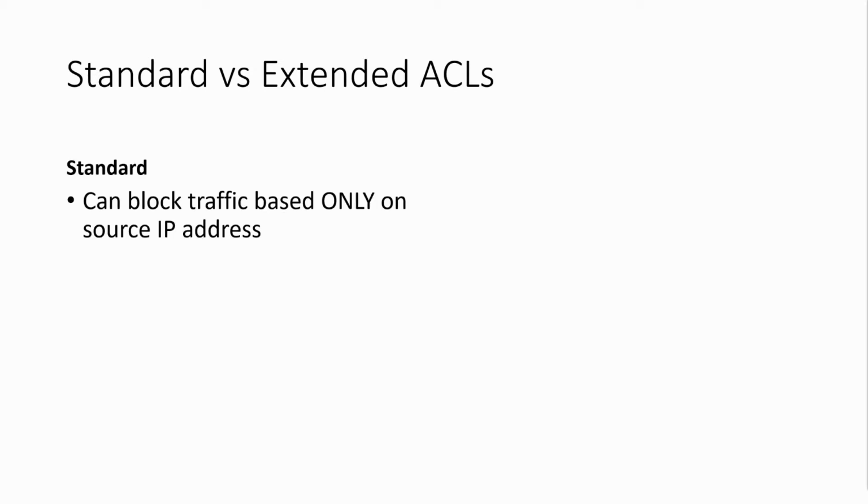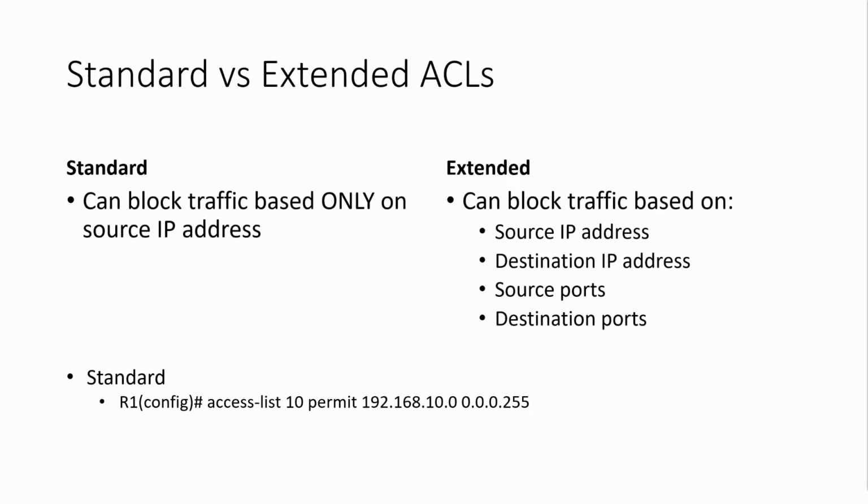Now we know some of the basics, we need to talk about the two different kinds of ACLs, standard and extended. The standard ACL is permitting or denying packets based only on the source IP address. That's the only thing a standard ACL can look at. An extended ACL is much more powerful. It can block traffic based on both source and destination IP address. In addition to this, it can also block on source and destination ports.